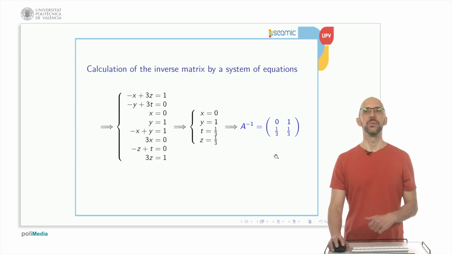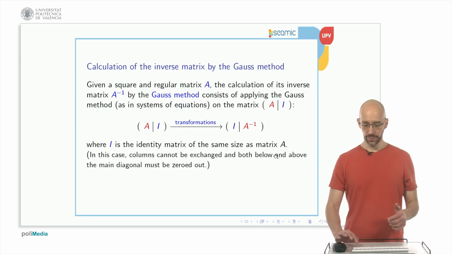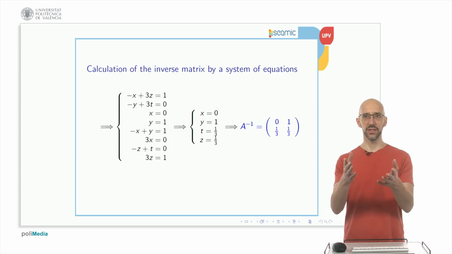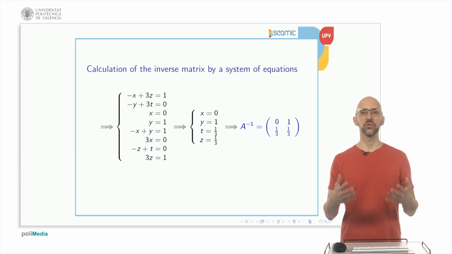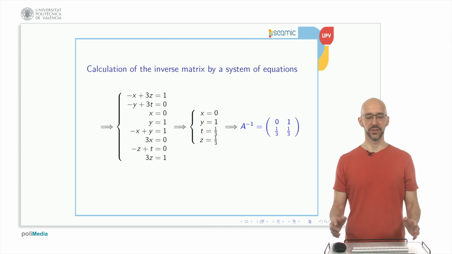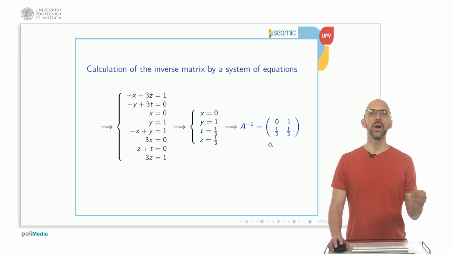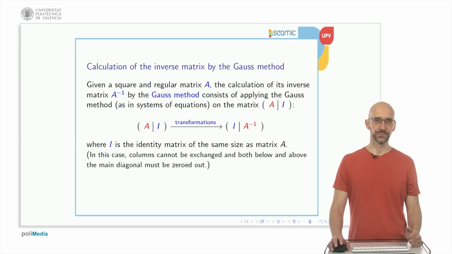So this is the inverse matrix. If you want to check it, you can multiply A times this new matrix, and the solution should be the identity matrix. Okay? But we just found a way to calculate the inverse matrix.